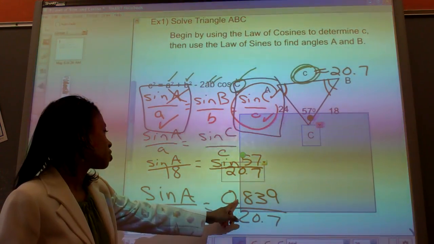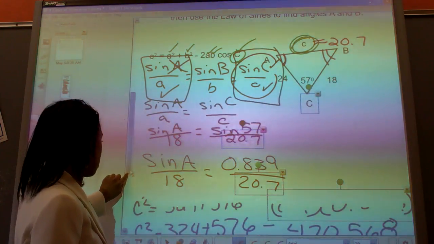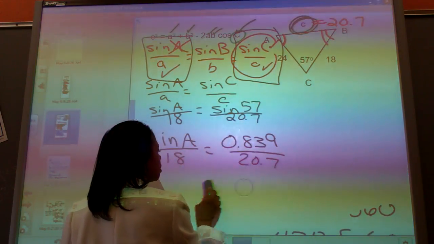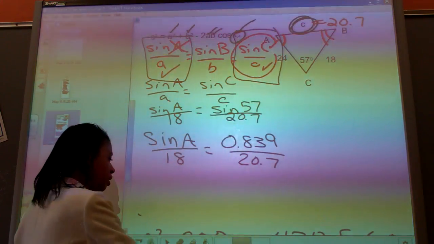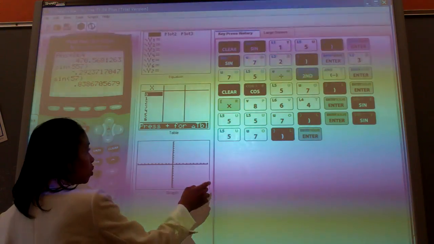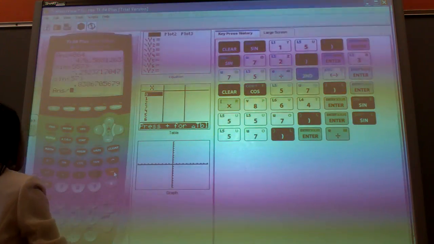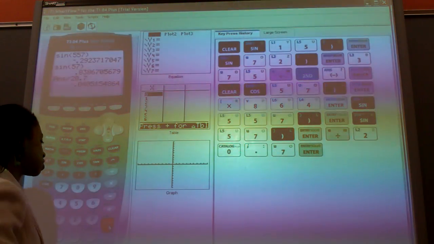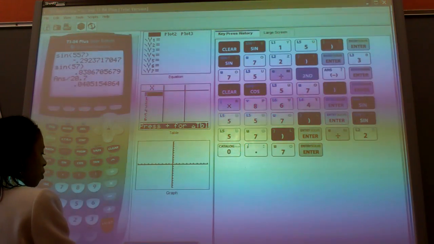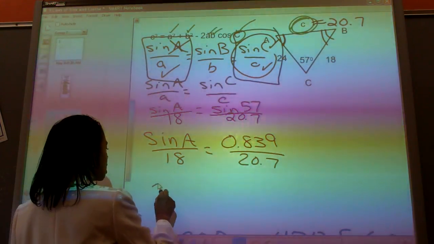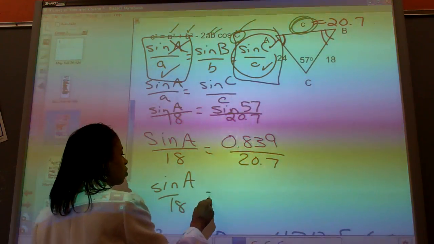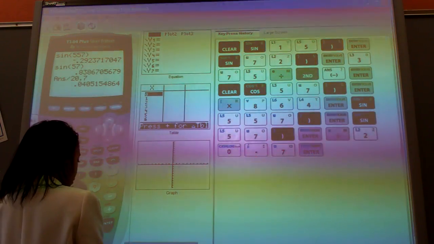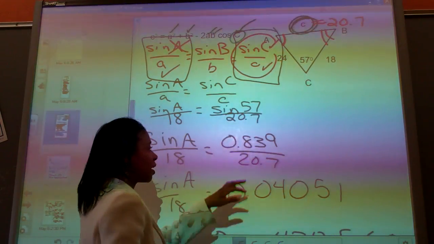I divide these two numbers together here. So let's divide this 0.839 by 20 and 7/10. I would leave this whole number and divide it by 20 and 7/10. And I get 0.04 something. So we're almost done. I get sine A over 18 equals 0.04, I think that was 0 something here. It is 0.0405.1. That's after I divided these two numbers.